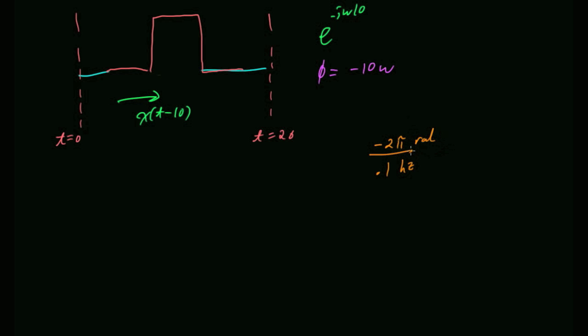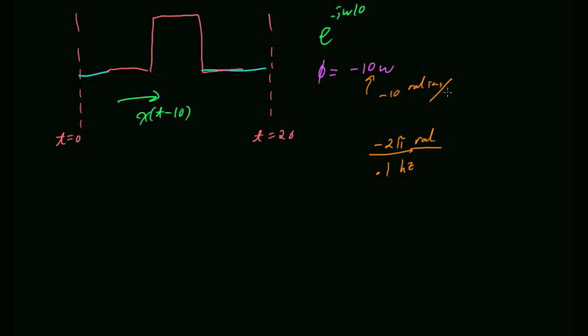Is that right? Right. So this is telling me to expect a slope of minus 10 radians per radian. Right. This is telling me to expect a slope of minus 10 radians per second.